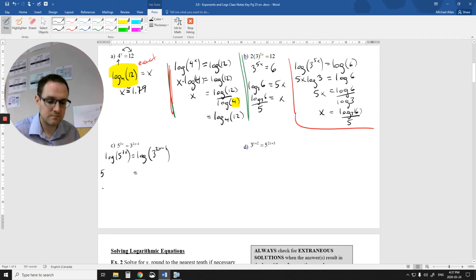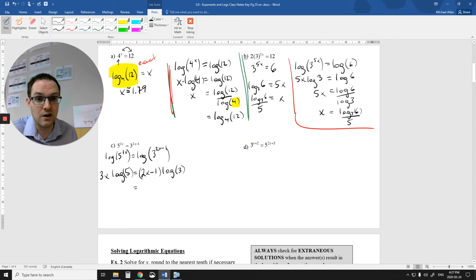So we have 3x, and then it's the log 5. And then I can take this exponent and drop that down. This will be 2x minus 1 times log of 3. Again, I have to solve for x here. So we're going to look at this and say, okay, how do I solve for x? I need to get everything that has an x to one side, but I have these parentheses in the way, so I'm going to multiply in this piece. All right, and then I realize that these two have symmetry.